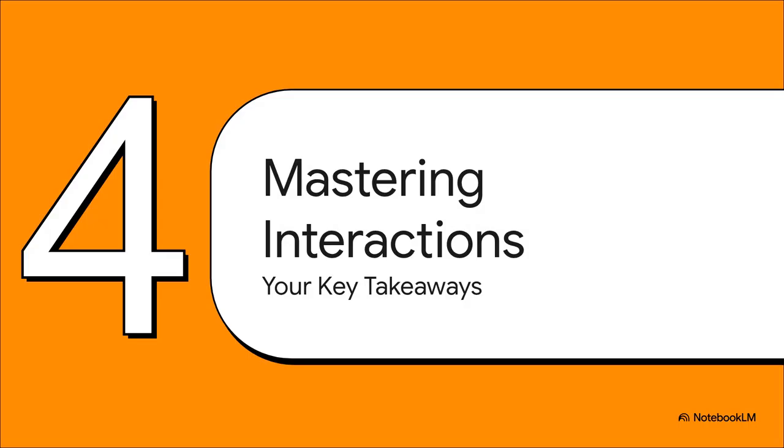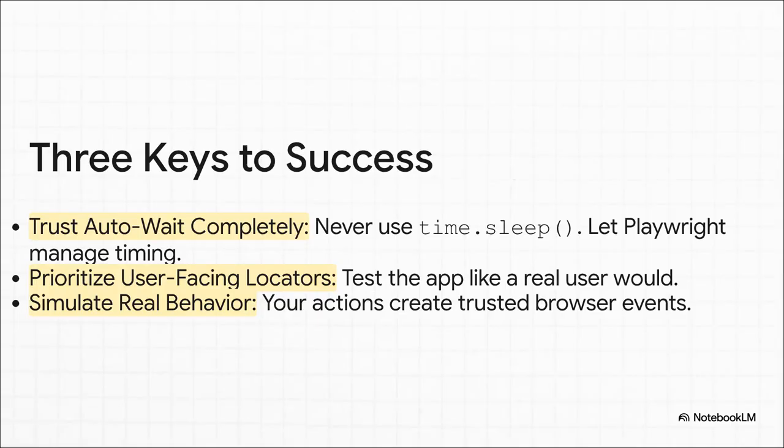All right, we've covered a ton of ground, from the magic of auto-wait all the way to the practical side of writing clean, stable tests. Let's boil it all down to the essentials you need to walk away with. If you don't remember anything else from this, I want you to remember these 3 keys to success. Number 1, trust auto-wait. I cannot say this enough. Go on a search and destroy mission for every single time.sleep in your code, and let Playwright do its job.